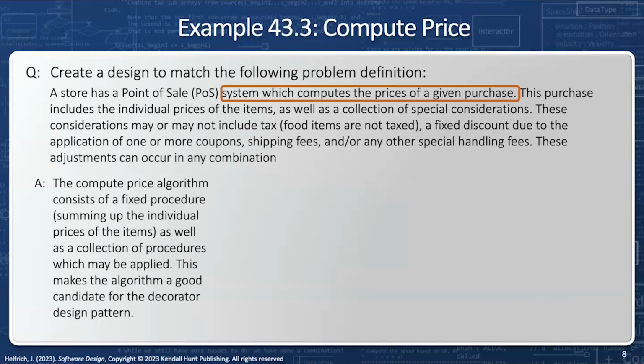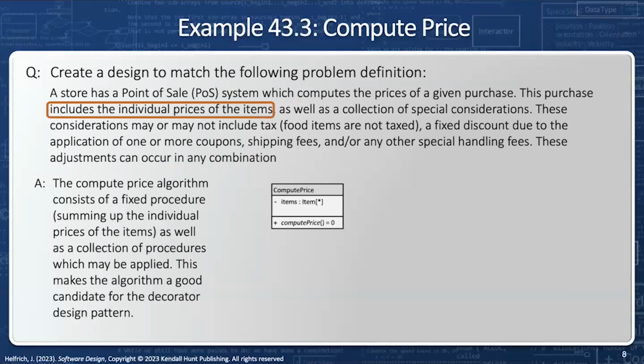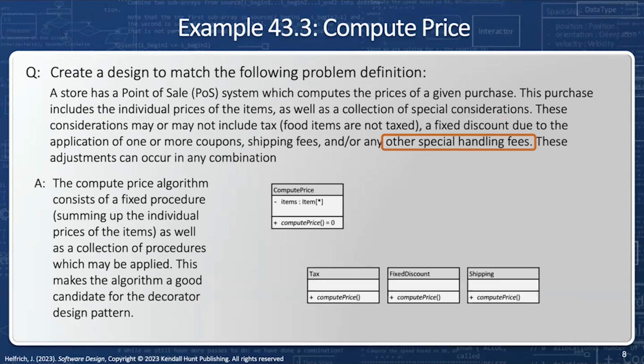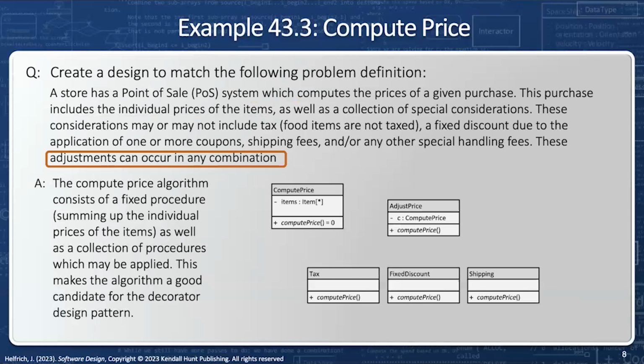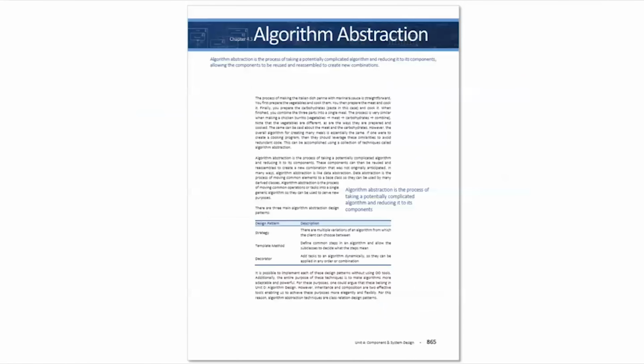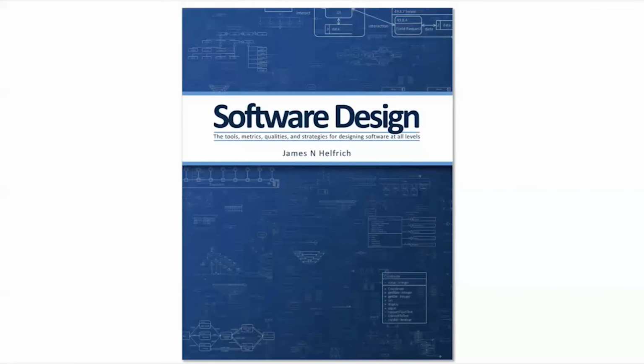Now, of course, I could do the same thing using the new implementation where I just have a list of decorators. And so here, once again, I have my compute price. I'm going to have an individual price items, and I'm also going to have my tax, my discount, and my other handling fees such as shipping. And this is going to all be based on the decorator, which is going to be adjust price. So adjust price will be my base class from which all the others are derived. And my compute price can have any number of adjustments to it. Both of these work equally well. This is example 43.3 in the decorator section of the algorithm abstraction chapter of the software design textbook.